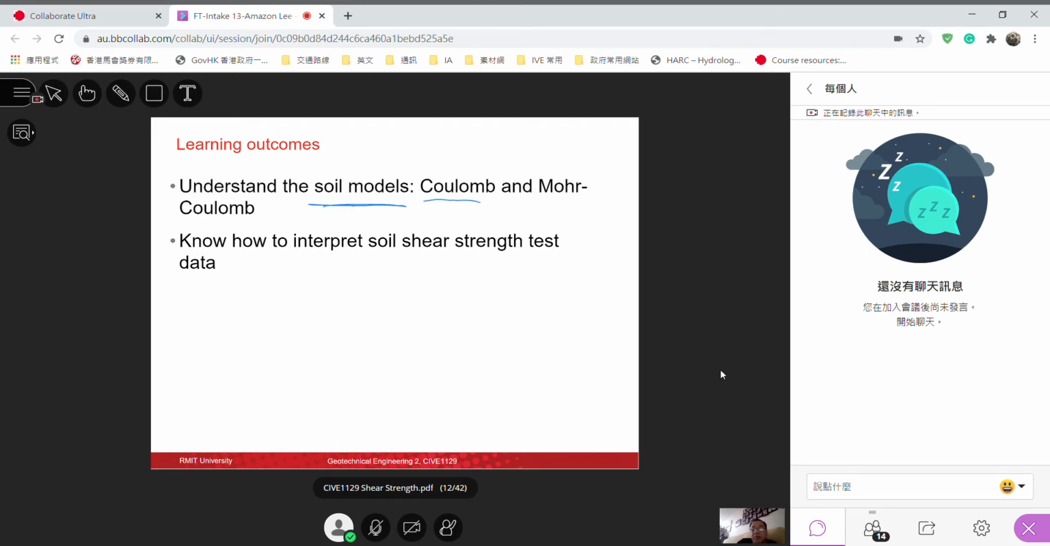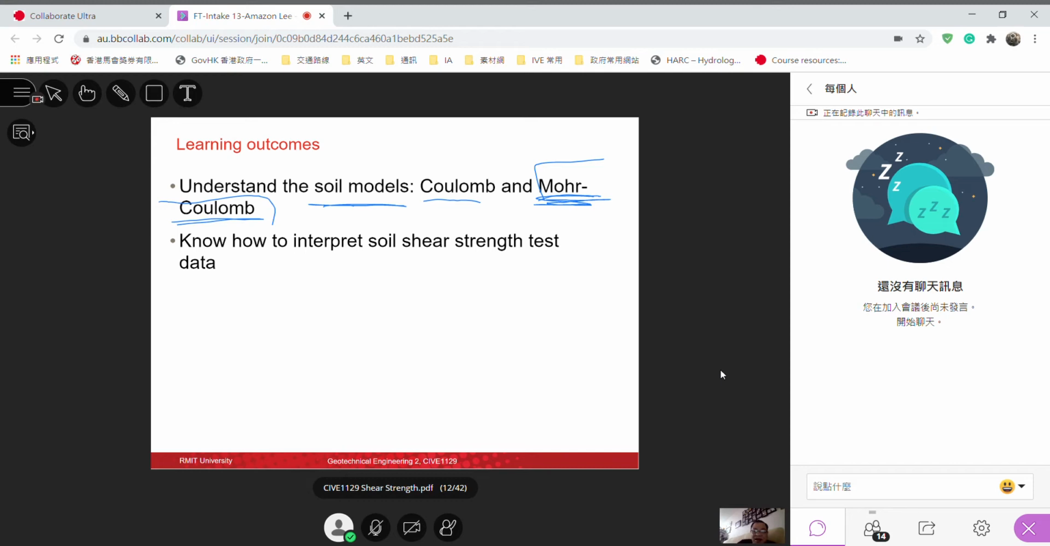which is the Mohr-Coulomb soil model, or the Mohr-Coulomb failure criteria that we currently use, which is named after Professor Mohr and Professor Coulomb. They developed this model close to 100 years ago, almost 100 years ago. But we're still using it because it's one of the most simple and easy to understand soil models.